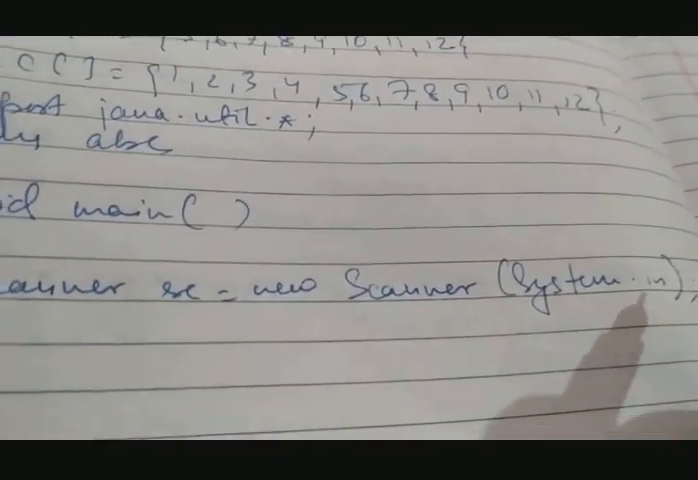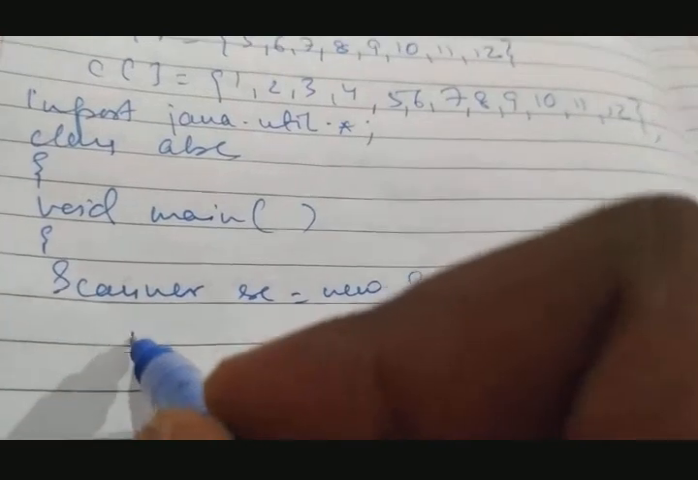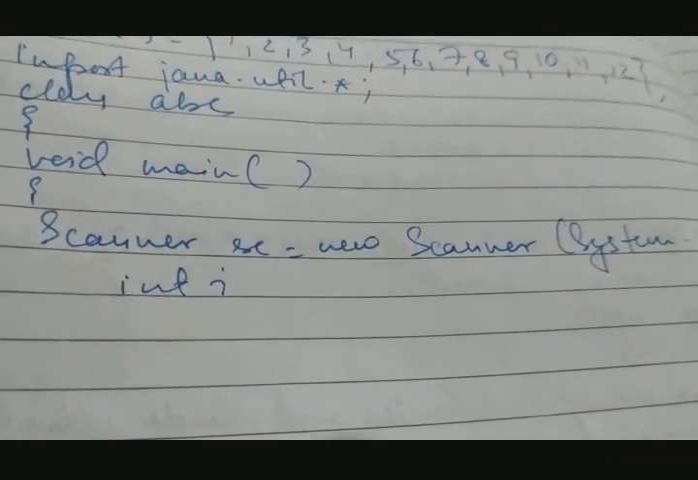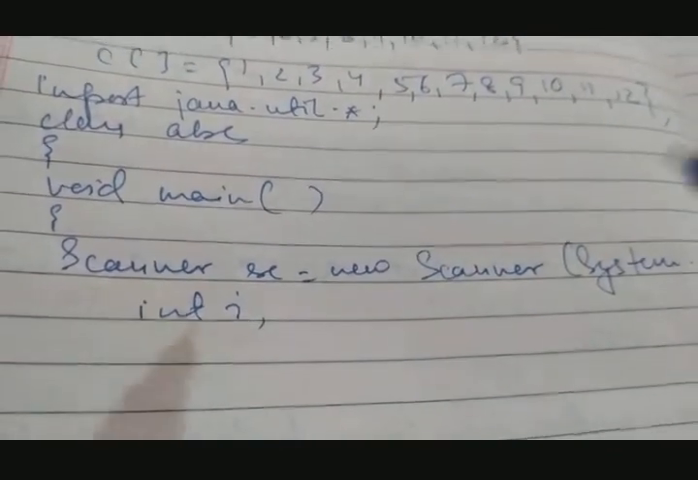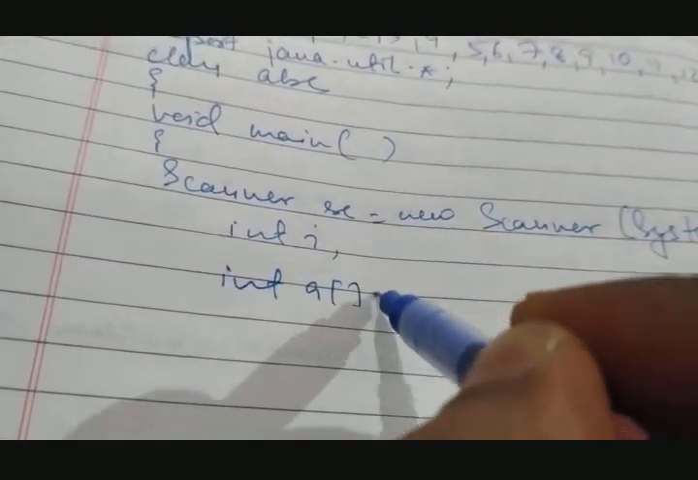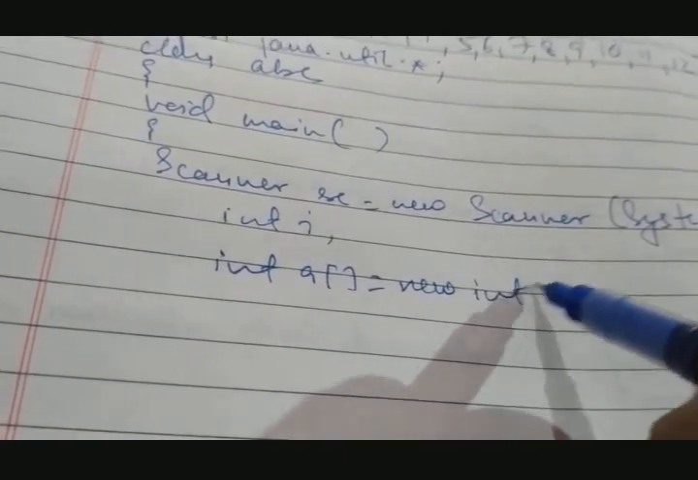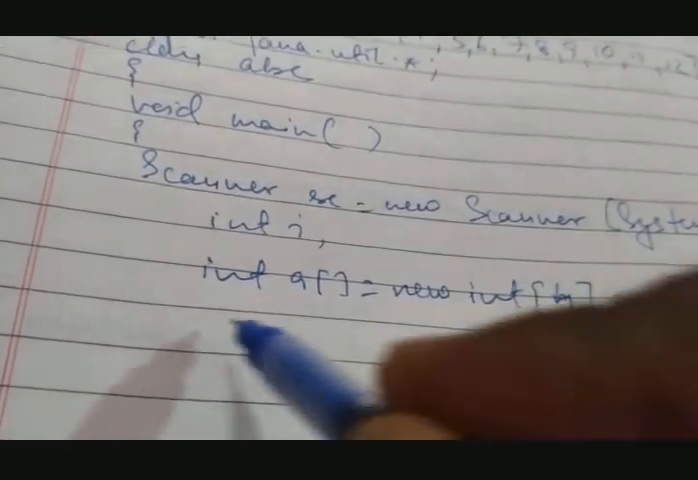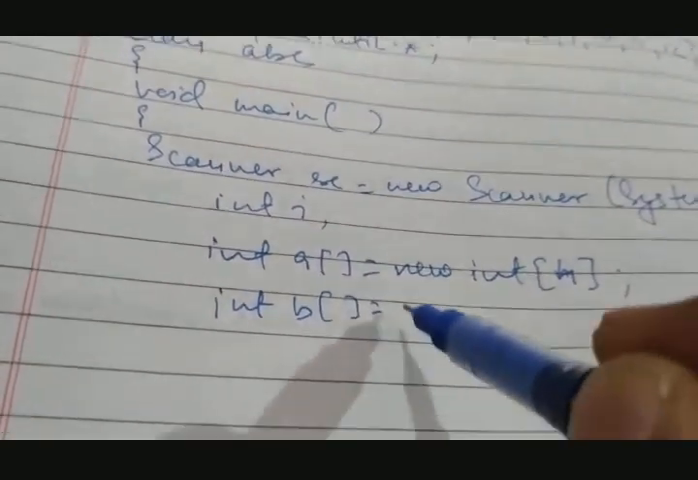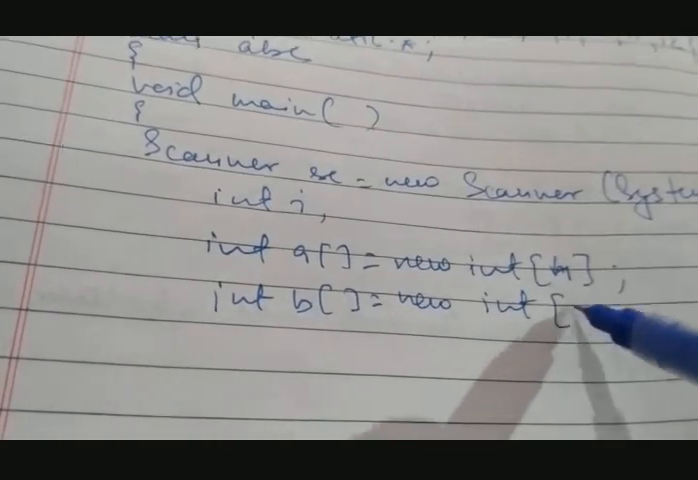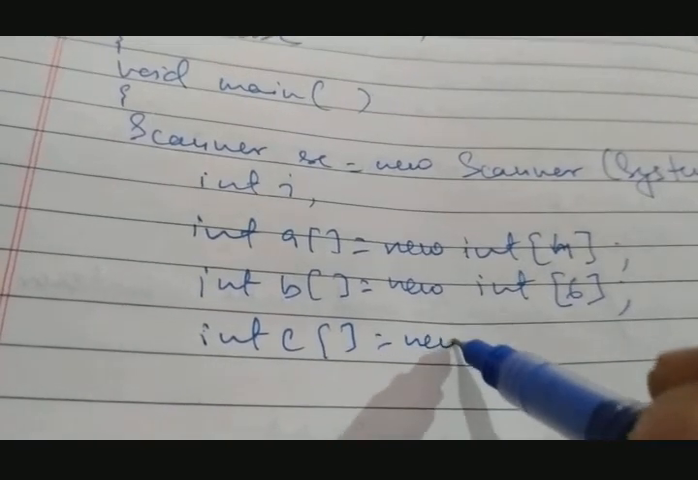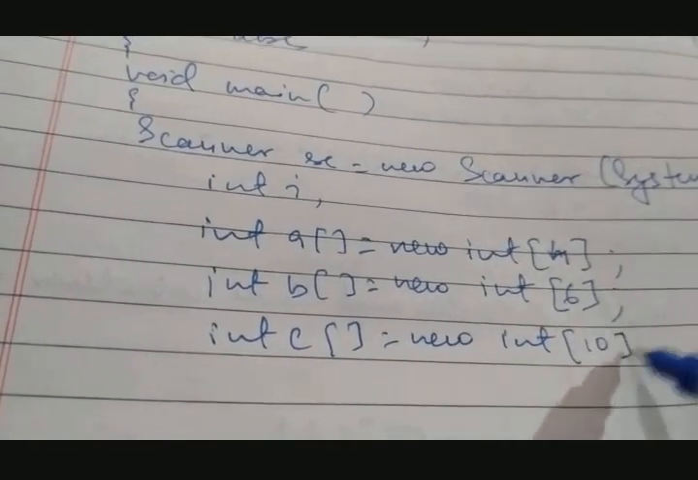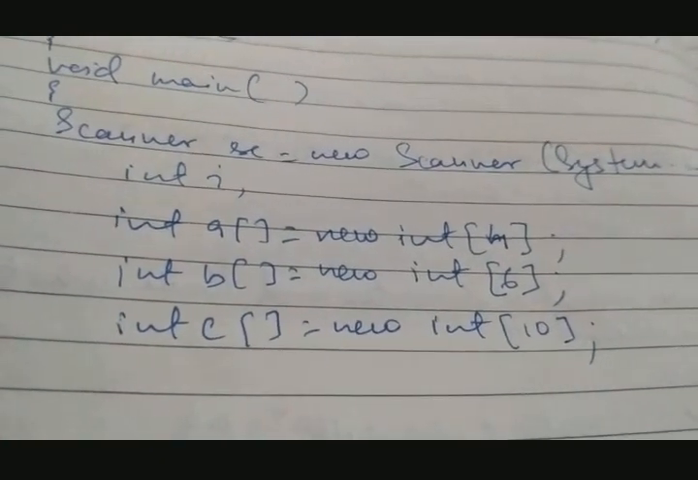Scanner s equals new Scanner System.in, and then create an array. You will require an i and a counter if required. int A array equals new int 4. int B array equals new int 6. So what will be the size of C array? C array equals new int 10. You got it, size is 10.